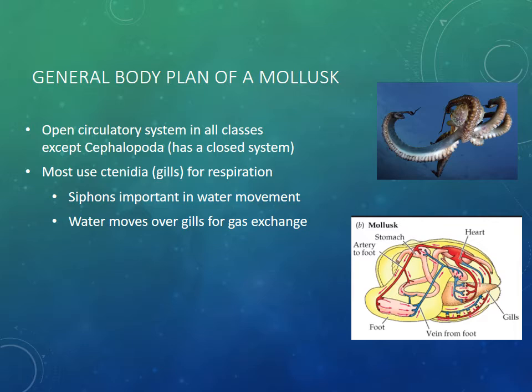Cephalopods have a more closed system, but they use these things called ctenidia for respiration, which are their gills. And the siphons that they have are important for pulling in water. When we look at the squid dissection for lab, you'll see the siphon on that thing. It's used for movement in some species, other ones just more for movement of water, which carries oxygen, which allows them to breathe. So that's good for them.